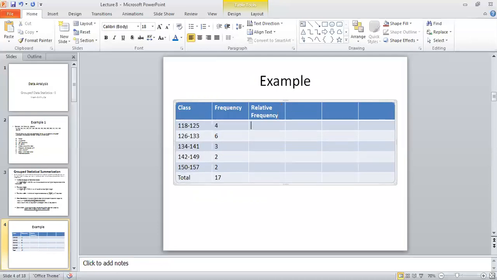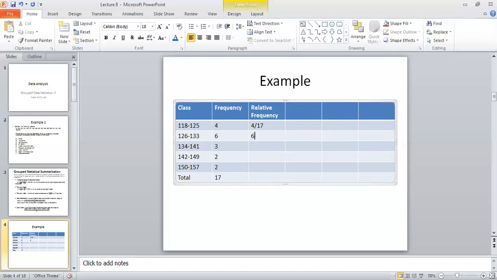Relative frequency is the ratio of two frequencies, that is, the frequency of the class to the total frequency. So you can say that it is the probability value as well. The probability of one class occurring is the relative frequency of that class. So 4 by 17, for example, is the relative frequency for class 1.